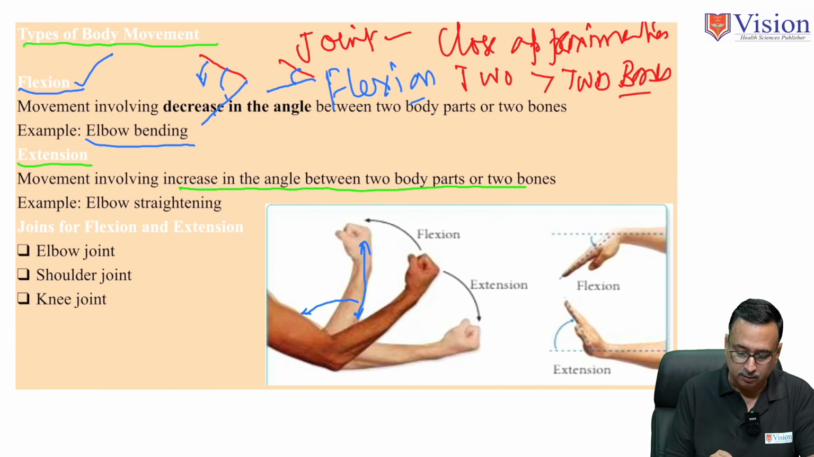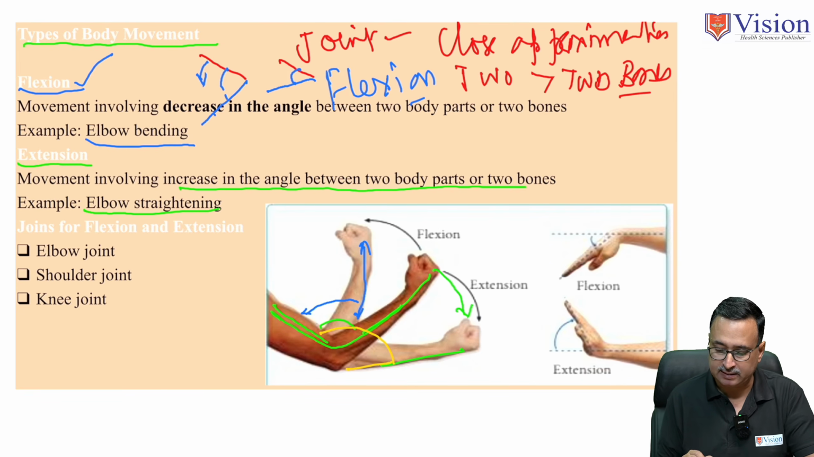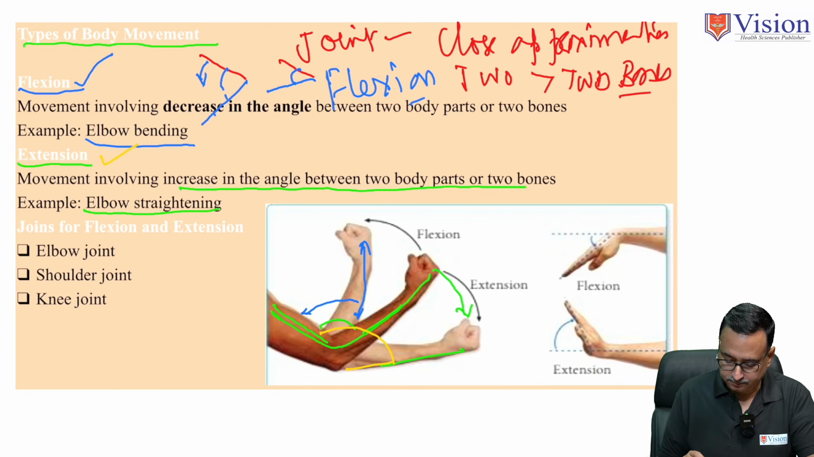This is an example of elbow straightening. In elbow straightening in this diagram, this is the resting position. It's a lower arm and it's an upper arm. It's an angle formed. Suppose the lower arm is brought to this position. So see the angle. Now the angle formed between the two body parts certainly increases. This corresponds to extension.